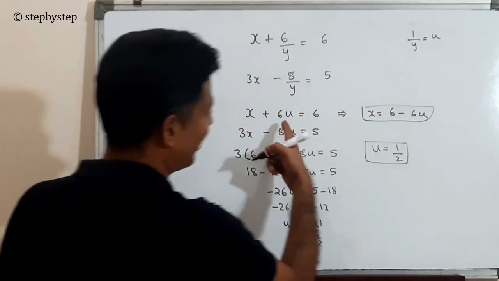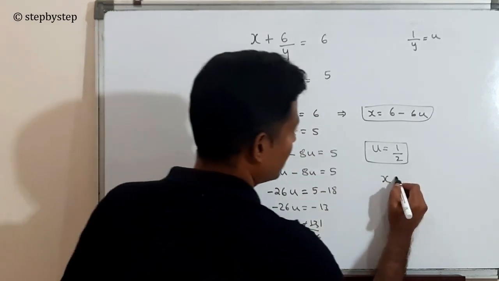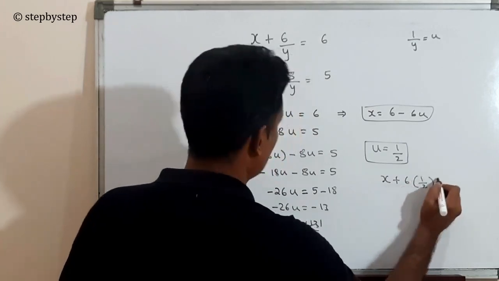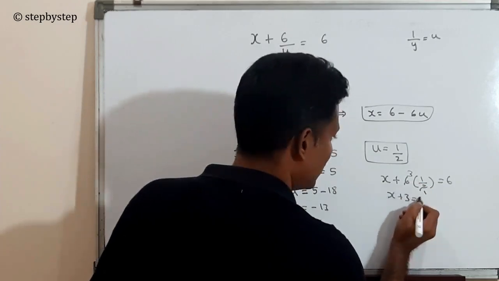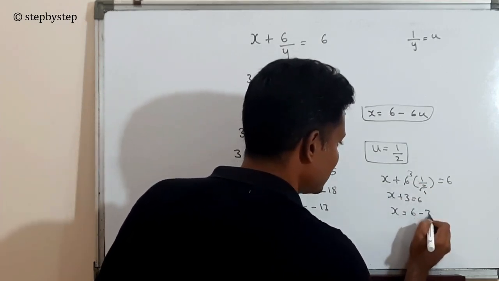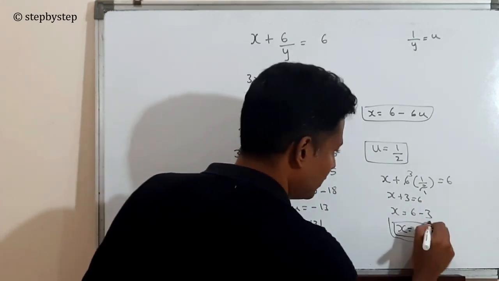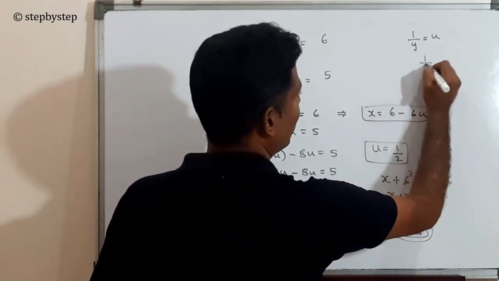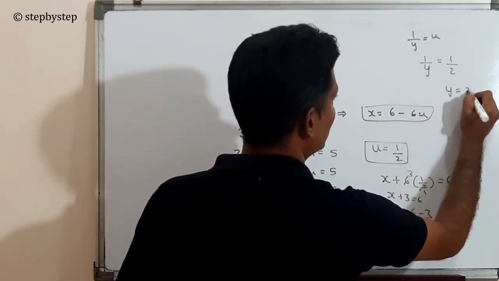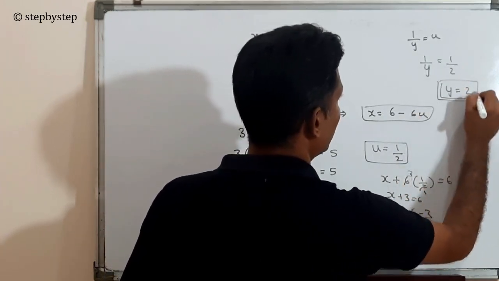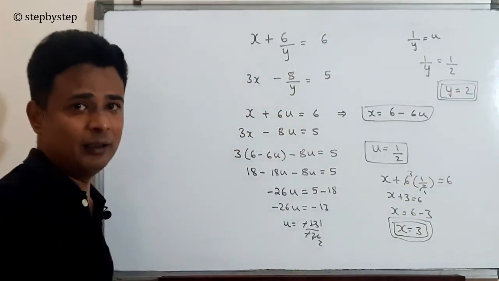Now before I substitute for y, I will find the value of x. So using the first equation, x plus 6u, that is 6 into 1 by 2, equal to 6. So the 2s cancel, 3. So I get x plus 3 equal to 6. So x equal to 6 minus 3. So x equal to 3. So I got x as 3. Now what will be y? 1 by y is u. So 1 by y will be equal to 1 by 2. Transposing, I get y equal to 2. Right? y goes here, 2 goes there. So what are the values of x and y? 3 and 2.